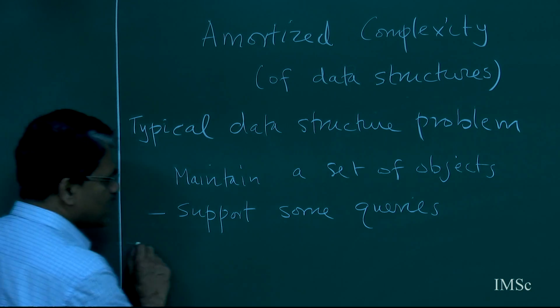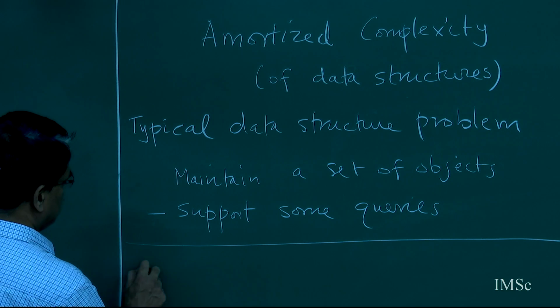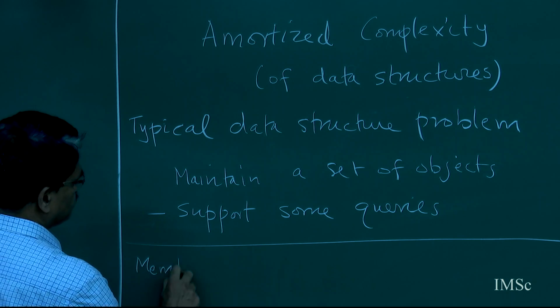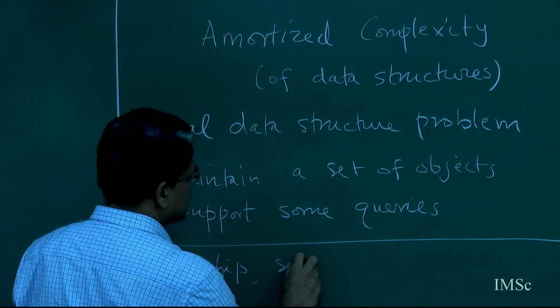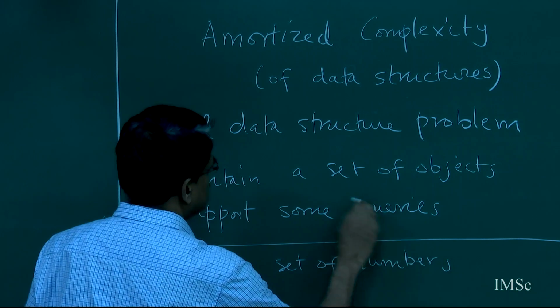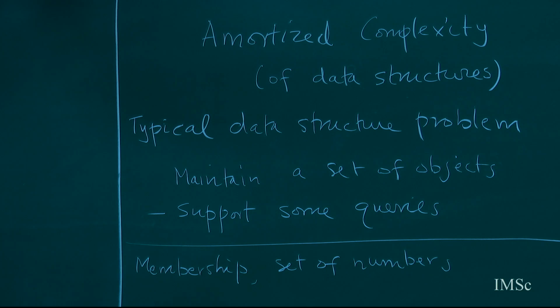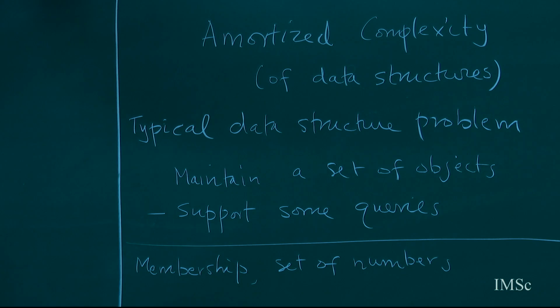So let's just look at something which you would have seen. Suppose I want to support membership. If my query is just membership, I want to represent a set of some numbers. So I want to maintain a set of numbers, and the query is, given an element X, is it in the set or not? So what would be a typical data structure? How would you do this, and how much time does it take to answer the membership?